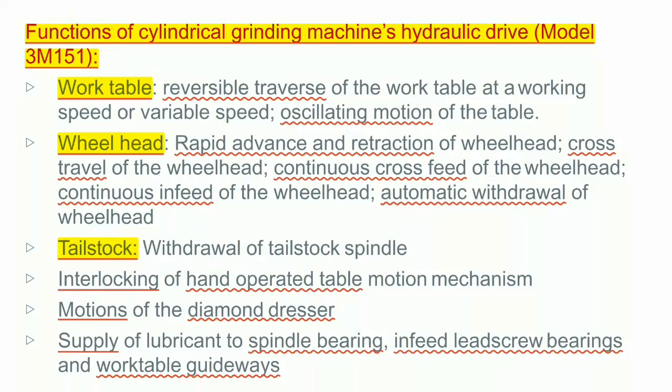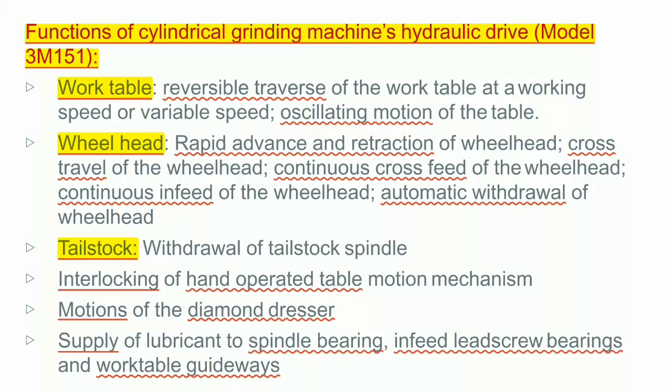Functions of cylindrical grinding machine, hydraulic drive, model 3M151. Work table: reversible traverse of the work table at a working speed or variable speed, oscillating motion of the table. Wheel head: rapid advance and retraction of the wheel head, cross travel of the wheel head, continuous cross feed of the wheel head, continuous in-feed of the wheel head.